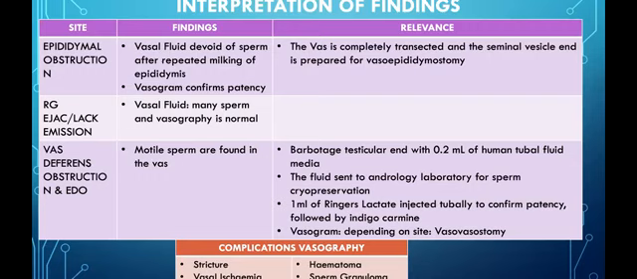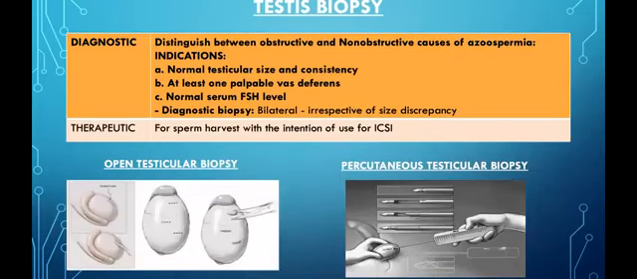But this procedure is not without its complications. They're very small lumens, so things like strictures, ischemia of the vas. One must be very careful about not damaging the vascular supply in the adventitial layer there. Hematomas and sperm granulomas are also potentially a problem.